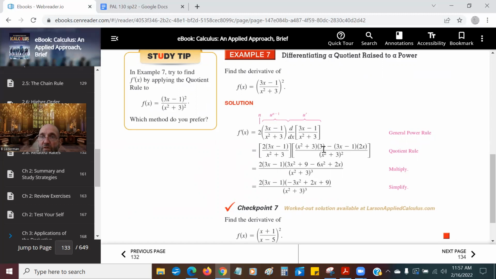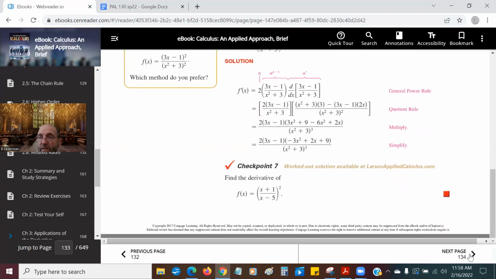So it's the bottom times the derivative of the top minus the top times the derivative of the bottom over the bottom squared. And you could stop right at that point. You could stop right there, and you're done. But if you want to simplify it, then you can work it out to simplify it like that. Your call. Alrighty, let's move on.